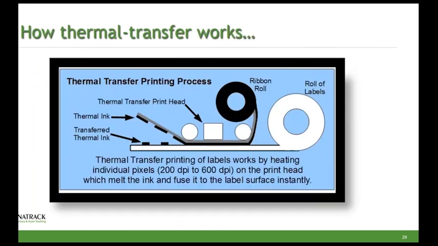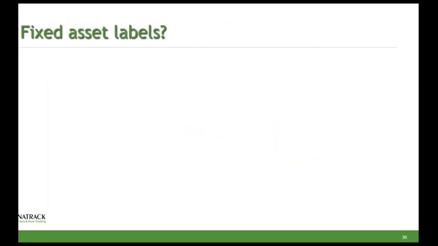Just so you know how thermal transfer works, like I mentioned, it's a lot like a typewriter. There's a thermal transfer printhead. It heats and transfers the image. It transfers the ribbon roll onto the roll of labels. It's really pretty simple.